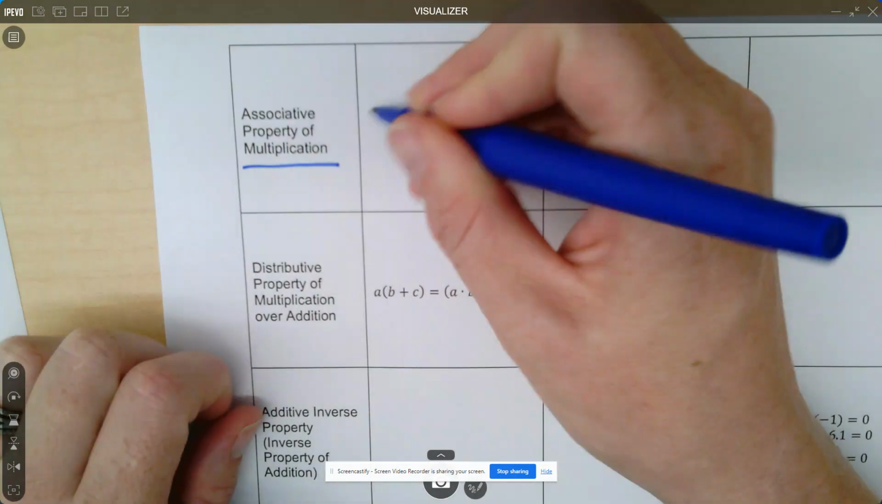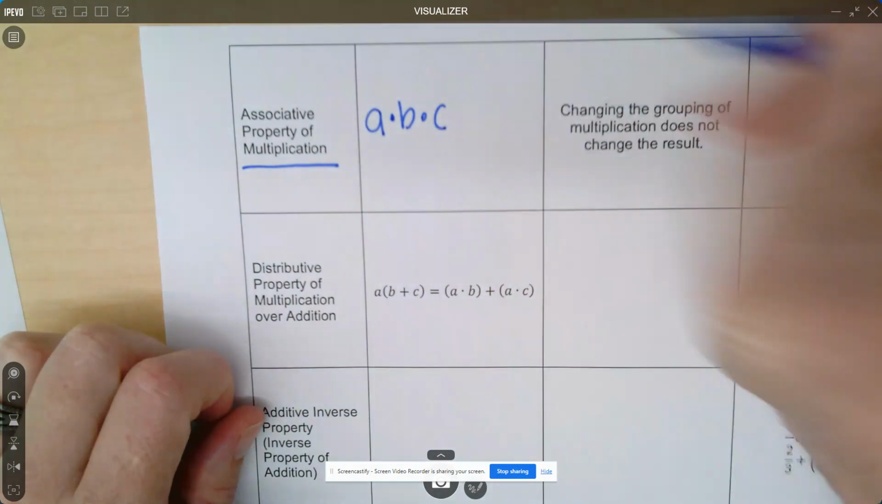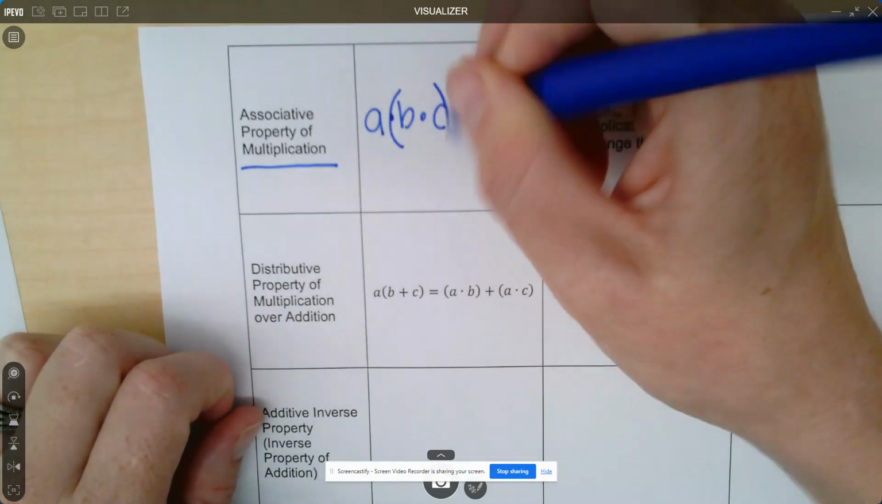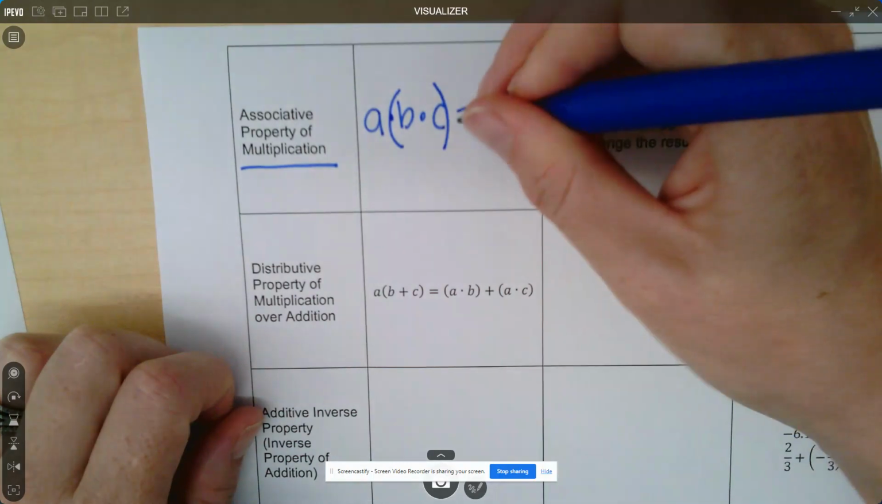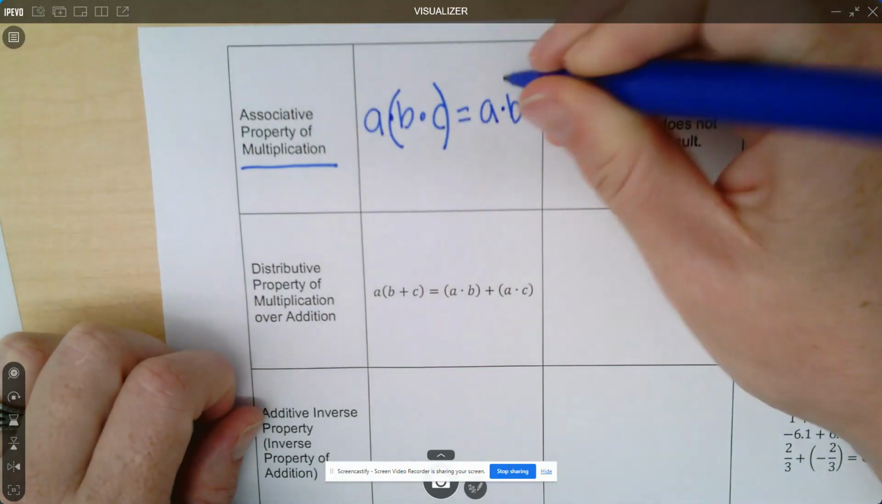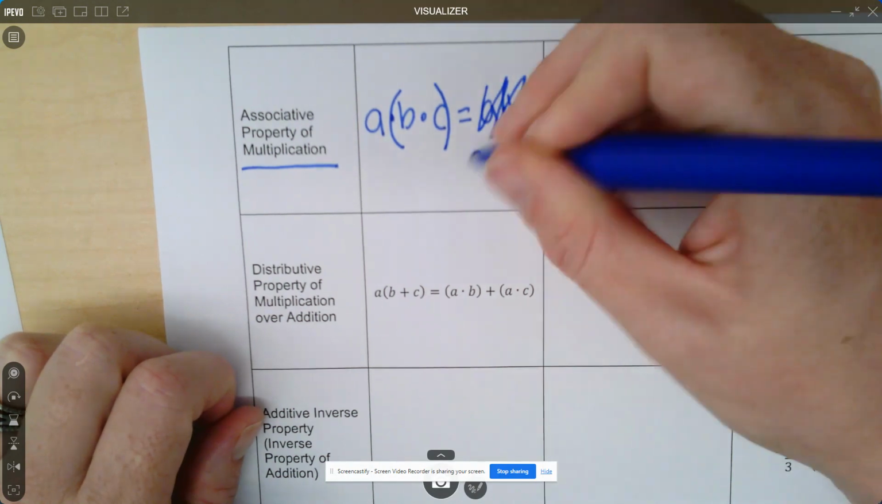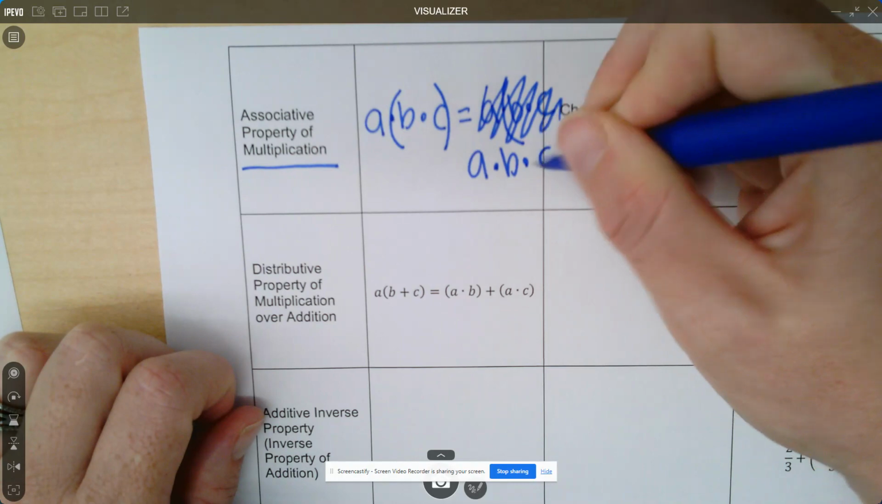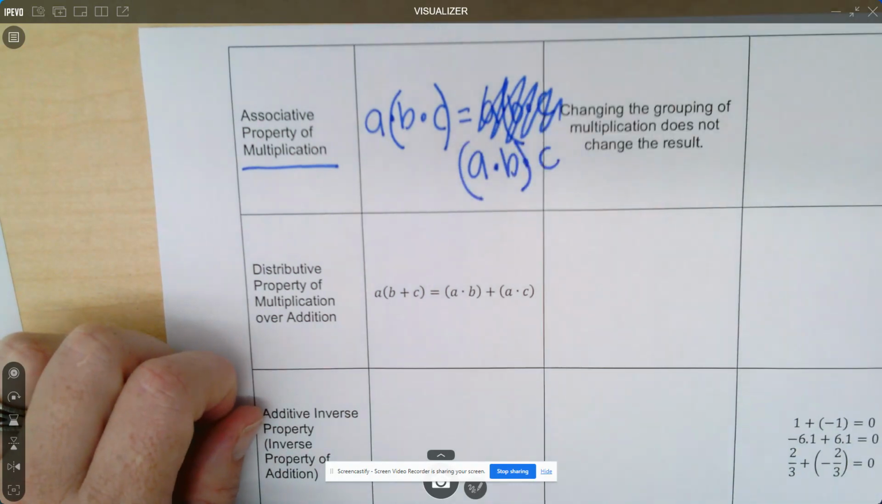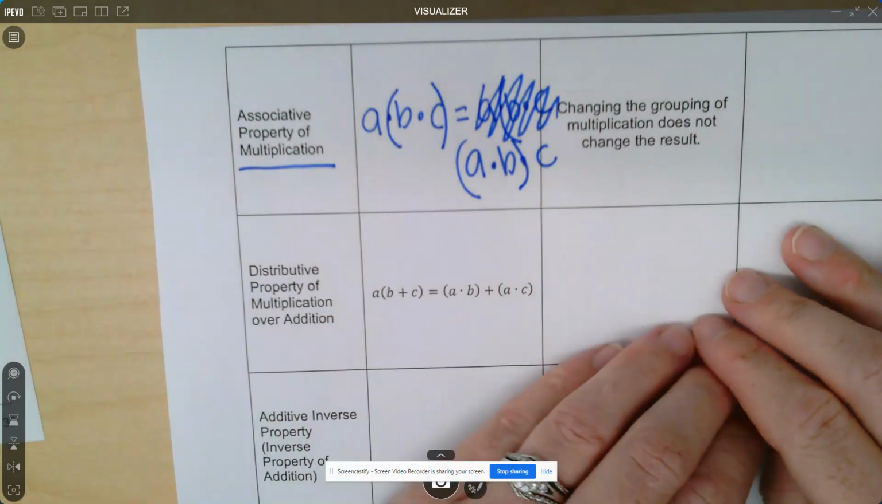So we will have A times B times C, and we're going to group the B times C together, is going to be the same as, we still have A times B times C, but we're going to group the A and the B together. So changing the group of multiplication does not change the result.